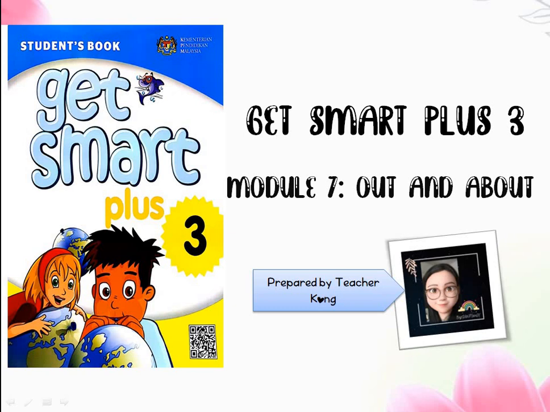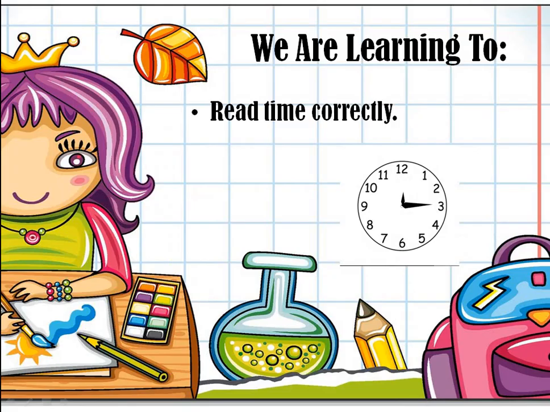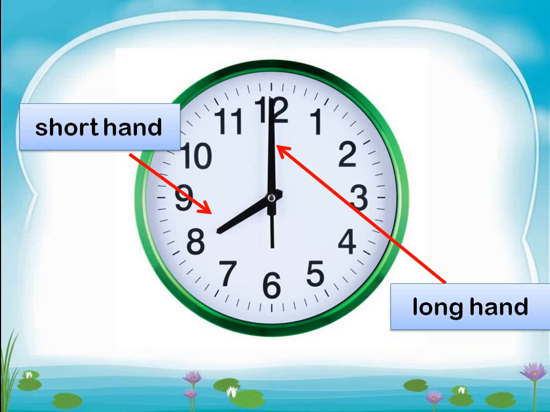Today we will continue our module 7, which is Out and About. For today's lesson, we are going to learn to read time correctly. So let's look at this picture together. What can we see? We can see a short hand and a long hand.